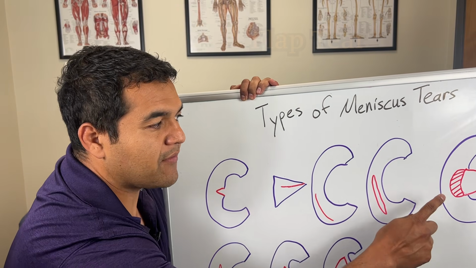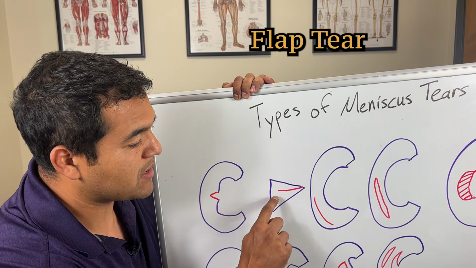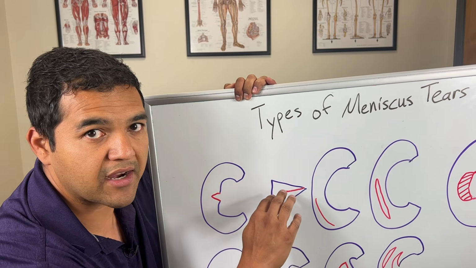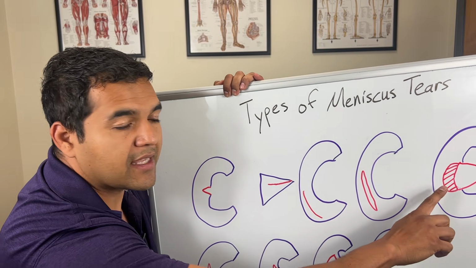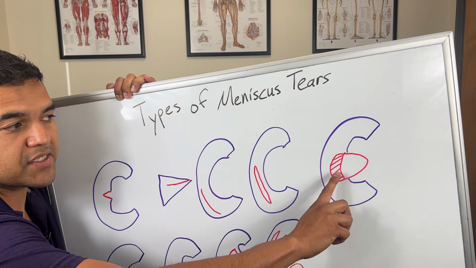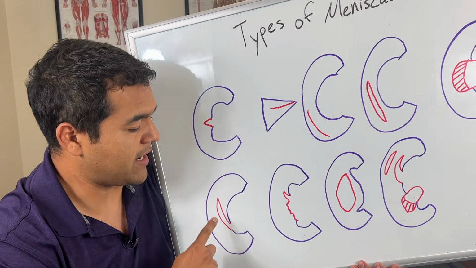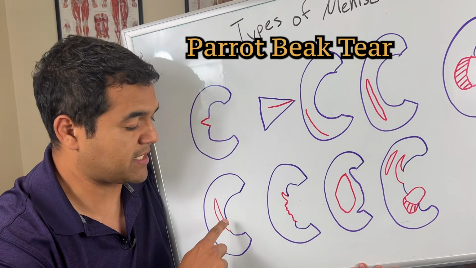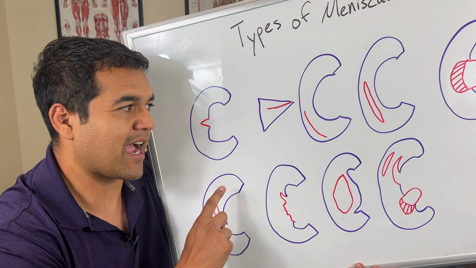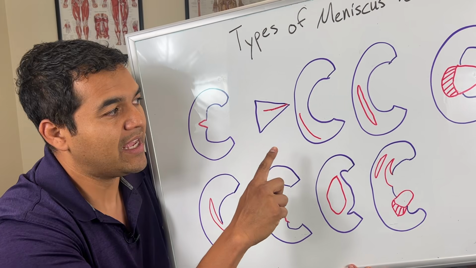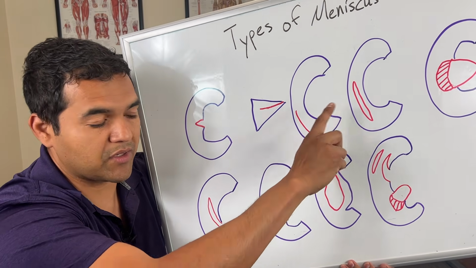Over here we have the flap tear, and that progresses from this. When that horizontal tear starts to peel open, it can create a flap just like that. Now down here on the bottom we have a progression of the radial tear. It can turn into a parrot beak tear if it starts to turn up, kind of like a combination between a radial tear here and a longitudinal tear, like one of these two.